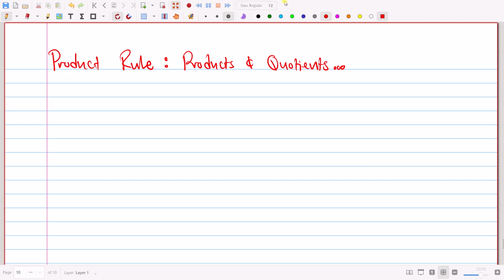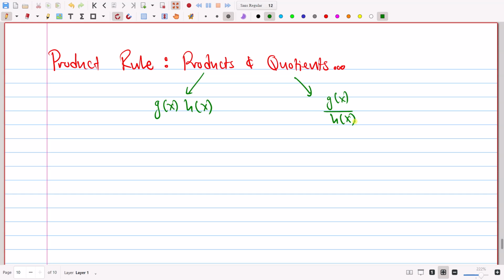But first let's understand what exactly is a product. A product is simply two functions multiplying each other like that, while a quotient, on the other hand, is just two functions which are dividing each other like that. So that's what we want to learn, how to differentiate things like that.